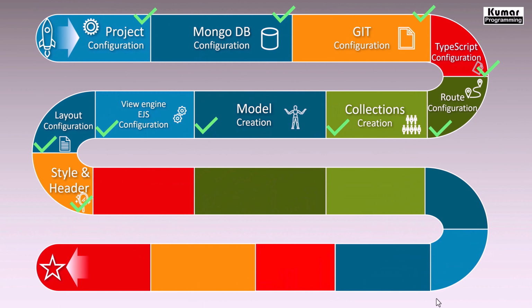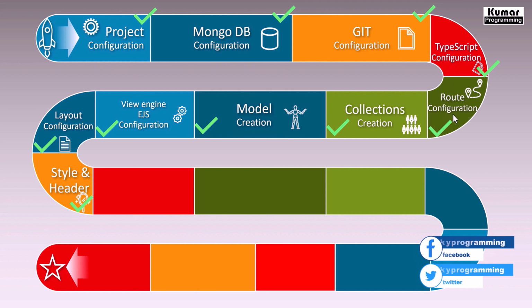So friends, in our first section, we have completed our project configuration and our MongoDB configuration, and we have configured our Git and committed our code to the Git repository. After that, we did our TypeScript configuration, and then we completed our route configuration and created our collections, author and book.